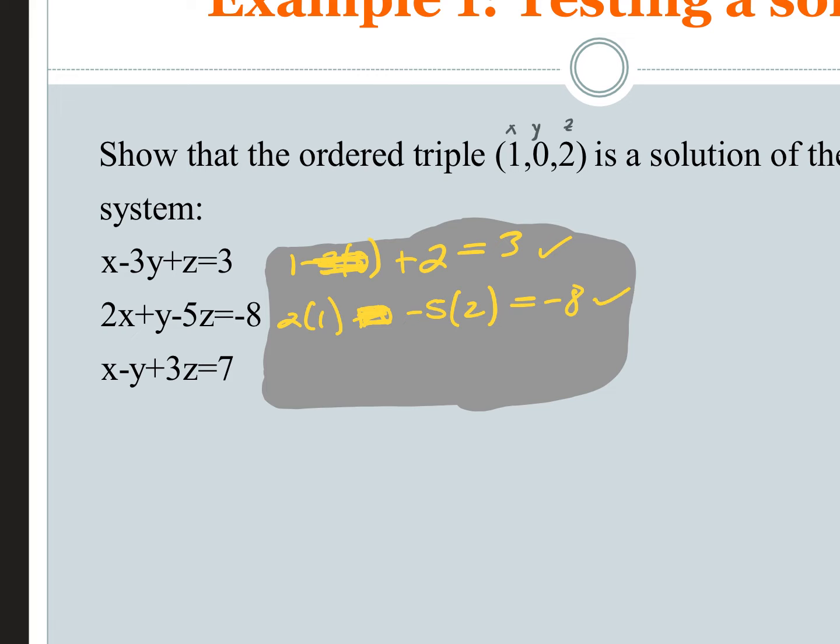Okay, that one works there. So then I have 1 minus 0 plus 3 times 2 equals 7. What's 1 plus 6? 7? All right, so this works.